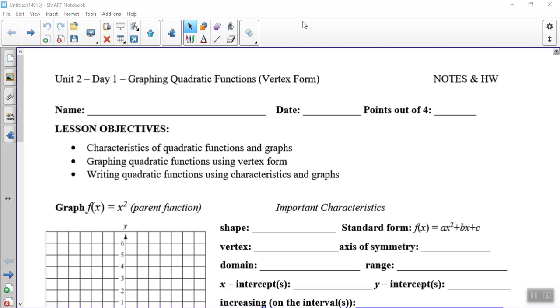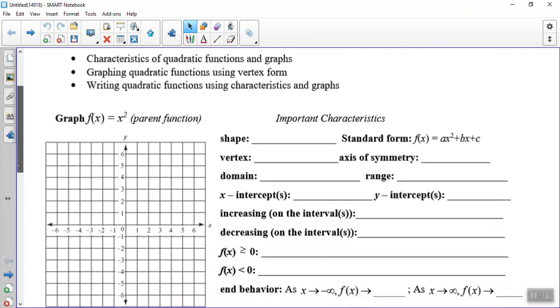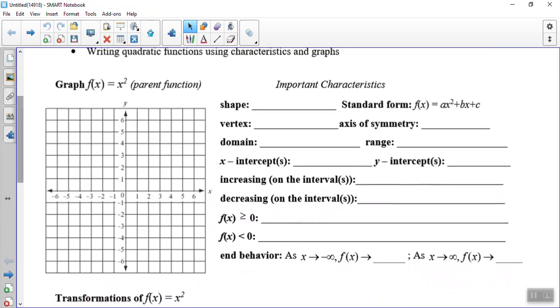So we know that, or we hope that, most of you recall graphing quadratics from Algebra 1, but there are some important characteristics we want to make sure you remember and see before we talk about graphing in vertex form. So we're looking at the function f of x equals x squared, or a quadratic function. That is the parent function. The parent function means that's where we're starting.